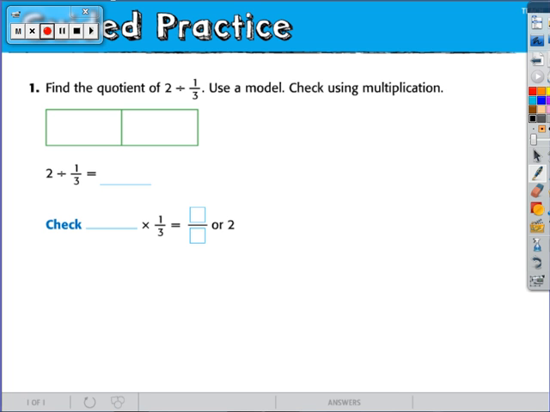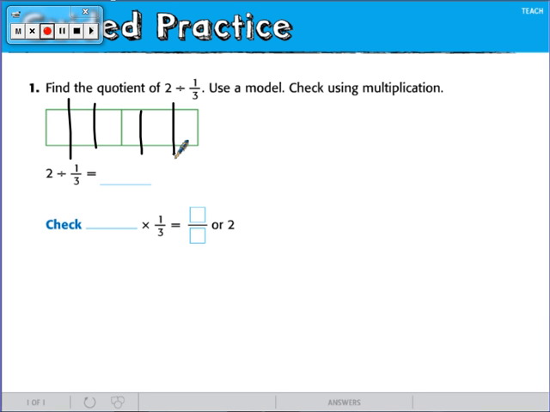All of your problems on your homework have models like this that they want you to use to find your answers. So right now we're going to do 2 divided by 1/3. That means these 2 pieces need to be separated into thirds. My first one, that's thirds. Second one, that's thirds. And then you have to count them. I have 1, 2, 3, 4, 5, 6. I have 6 pieces. That's my answer. 2 divided by 1/3 equals 6.